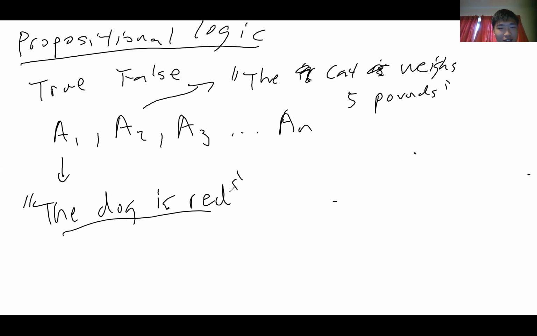So these sentences can be either true or false. Either the dog is red or is not red. So A1 would be assigned a value depending on whether the dog is red or not. And similarly, for A2, if the cat is actually 5 pounds, we will treat A2 as a true statement, and if the cat is not 5 pounds, then we would treat it as a false statement, depending on the actual truth of the sentence we're using to represent it.